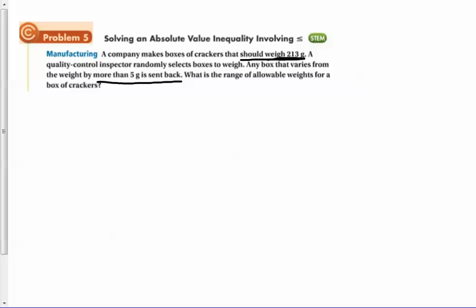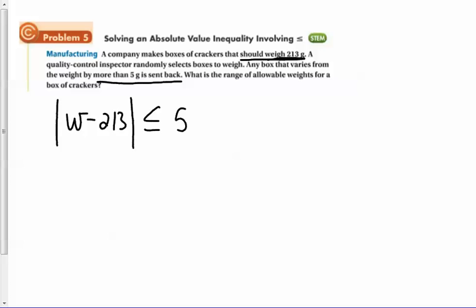Now this one you could say, okay, I'm just going to plus and minus the difference, and you could, but here's what you have to think about. You take the actual weight of the cracker box minus 213, and I'm going to take the absolute value because it can be more or less by 5 grams. So the absolute value of W minus 213 is less than or equal to 5, because the difference could be negative 5 or positive 5.